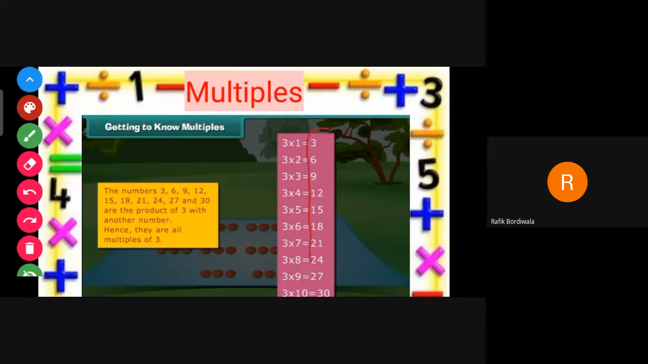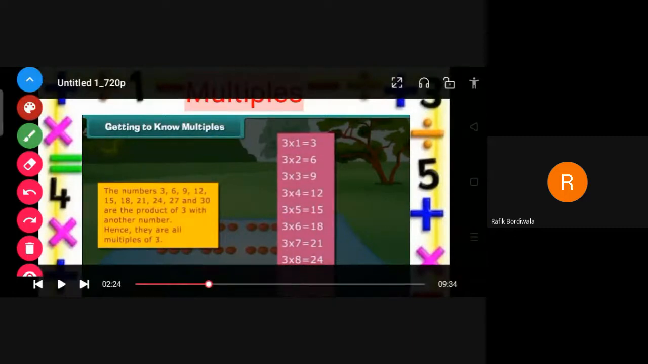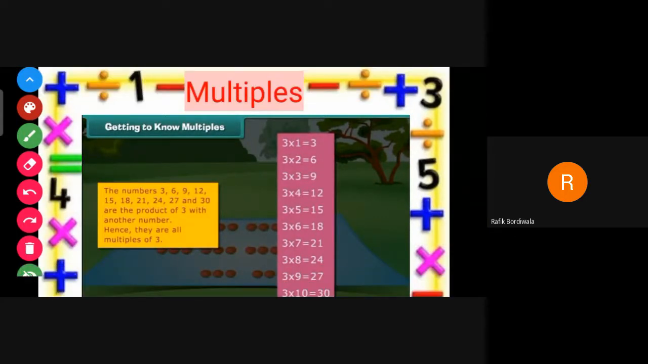So this 3, 6, 9, 12: the first group is 3, first two groups 6, three groups 9, four groups of 3 is 12. Five groups of 3 is 15. Six groups of 3 is 18. Seven groups of 3 is 21. Eight groups of 3 is 24. Nine groups of 3 is 27. And 10 groups of 3 is 30. So you will get these numbers as a product, right?